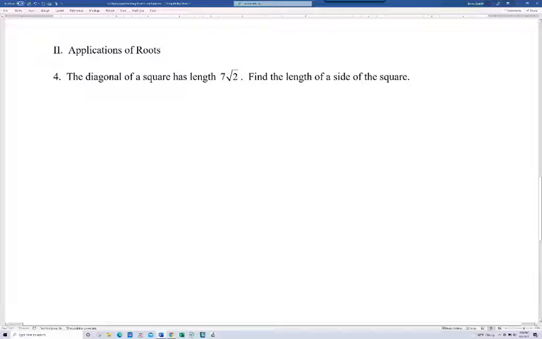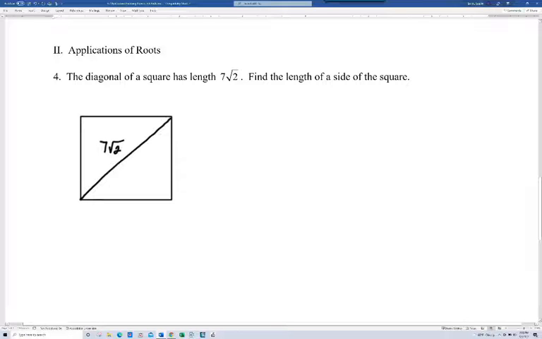Applications of roots. So it says here, the diagonal of a square has a length 7 square roots of 2. Find the length of a side of the square. So let's draw a square, and the diagonal is 7 square roots of 2. Now you can see there's actually 2 triangles here. I'm going to go ahead and work with the lower one here, and I'm going to call my side x, and since it's a square, each side has the same length. And so you can see this is our triangle right here.